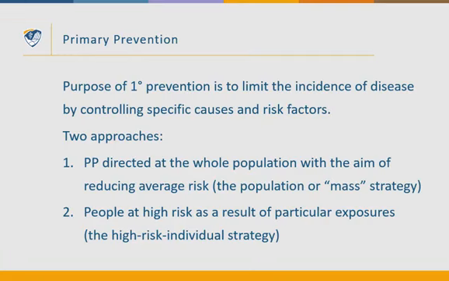Primary prevention. The purpose of primary prevention is to limit the incidence of disease by controlling specific causes and risk factors. Two approaches: number one, primary prevention directed to the whole population with the aim of reducing average risk. This is the population or mass strategy. Number two, people at high risk as a result of particular exposures. This is the high-risk individual strategy.